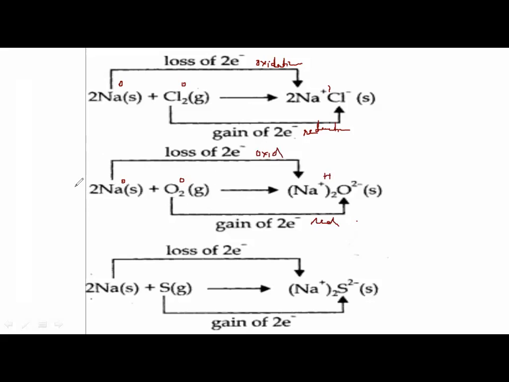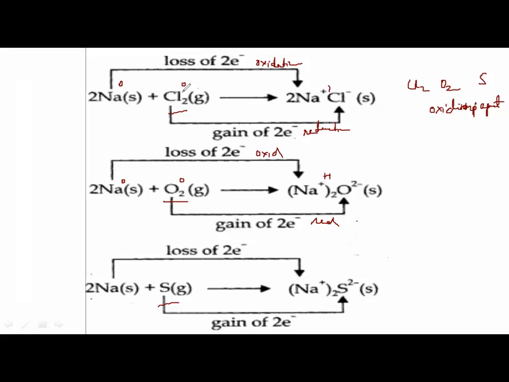Now to whom is this Na losing electrons? Na is undergoing oxidation. Who is responsible for it? Oxygen is responsible for it. Chlorine is responsible for it. Sulfur is responsible for it. Therefore, chlorine, O2 and sulfur are oxidizing agents.